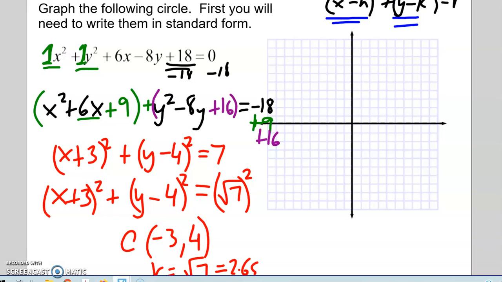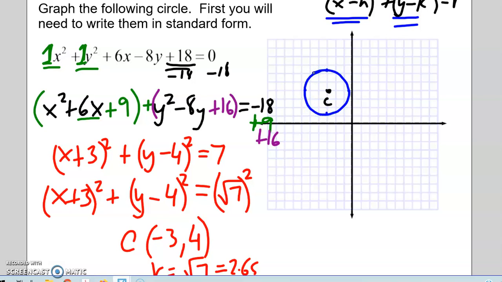Let's find the center first. So the center is at negative 3, 4. So negative 3 and then 4 up. That's the center. And then I'm going to go 2.5 sort of up and down here. So that's there. And then to the right, and then to the left. Okay, and then that is my circle for this.